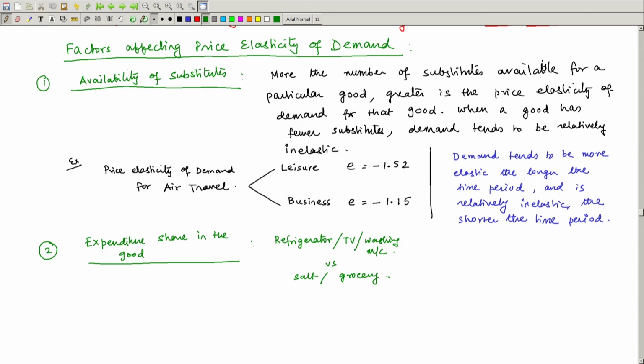Right. Now, look at the expenditure share for these two groups of goods. Now, clearly a refrigerator or a TV or a washing machine is going to comprise a larger share of your total budget. So, you have a budget. So, these goods are going to comprise a larger share of your budget as opposed to, let us say, salt or grocery items, which are going to comprise a smaller share of your budget, right. So, in which of the cases are you going to be more sensitive to a change in the price of the good?